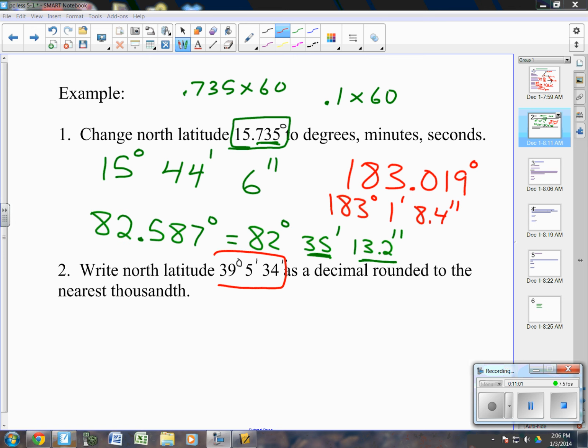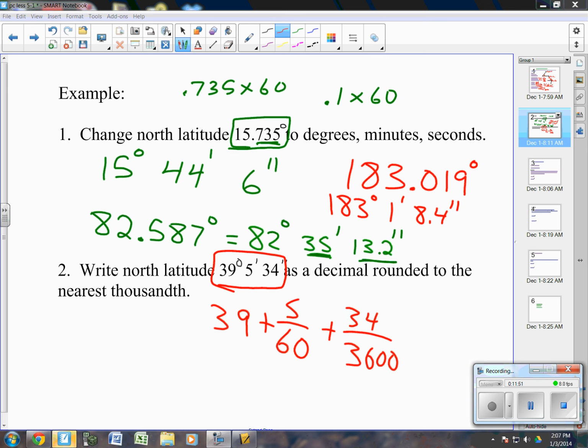Now go to this one right here. We're going to do it opposite. We're going to change 39 degrees, 5 minutes, 34 seconds to decimal degrees. So to do that, we're going to take 39 and we're going to add 5 over what, do you think? 5 divided by 60. That's right, because there's 60 minutes in a degree. Plus 34 over what? Not 60. 3,600. Why 3,600? There's 3,600 seconds in a degree, and we're changing this to degrees, not minutes. If I was changing that 34 seconds to minutes, then I would divide it by 60.